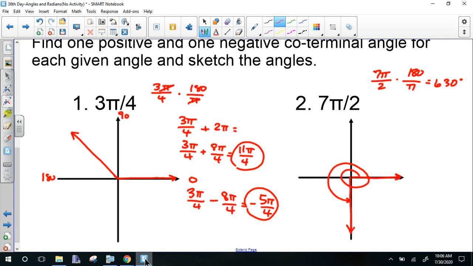If I look at it, that's 3.5 pi. So that's 2 pi, 1 pi, and a half pi. So I'm in the right spot. Now all I have to do is add and subtract 2 pi. If I add 2 pi, I'm going to add 4 pi over 2. It's going to give me 11 pi over 2. And if I subtract 2 pi, that's going to give me 3 pi over 2.